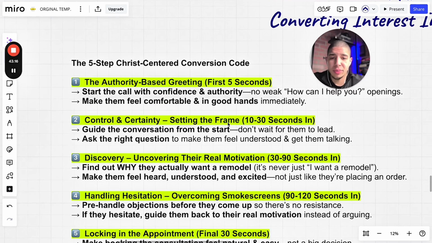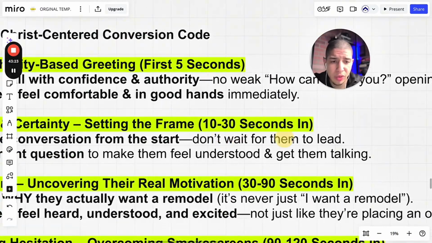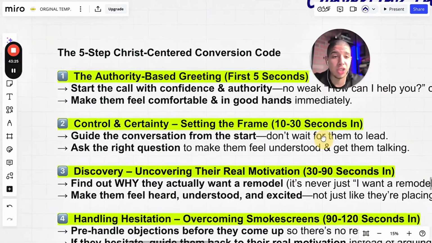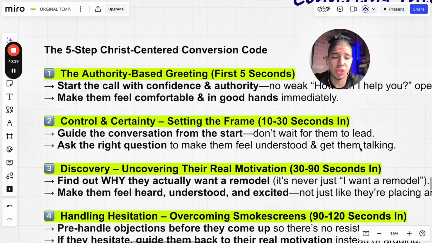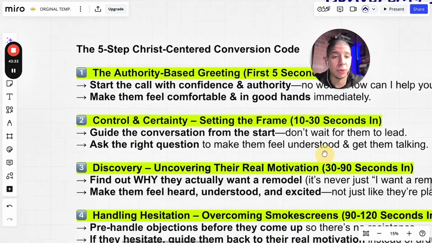Step 2, control uncertainty, setting the frame for 10 to 30 seconds into the call. Guide the conversation from the start. Don't wait for them to lead. Take action. Actually lead. Leaders lead from the front. Ask the right questions to make them feel understood and get them talking. Get them talking about their pain points and their dream outcome, right?